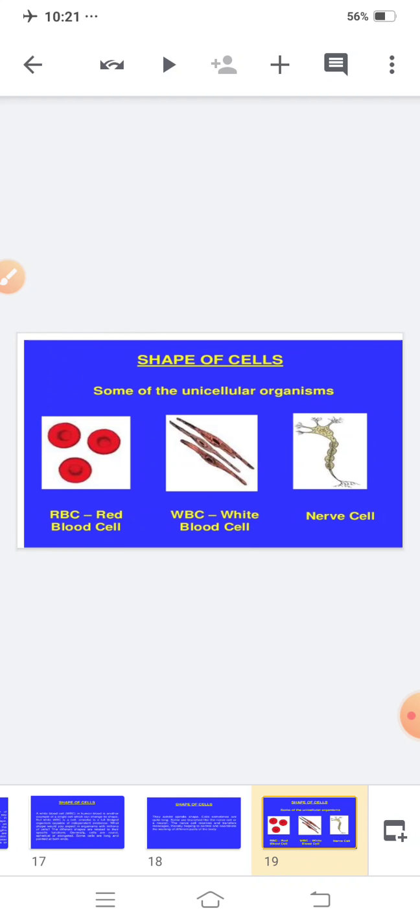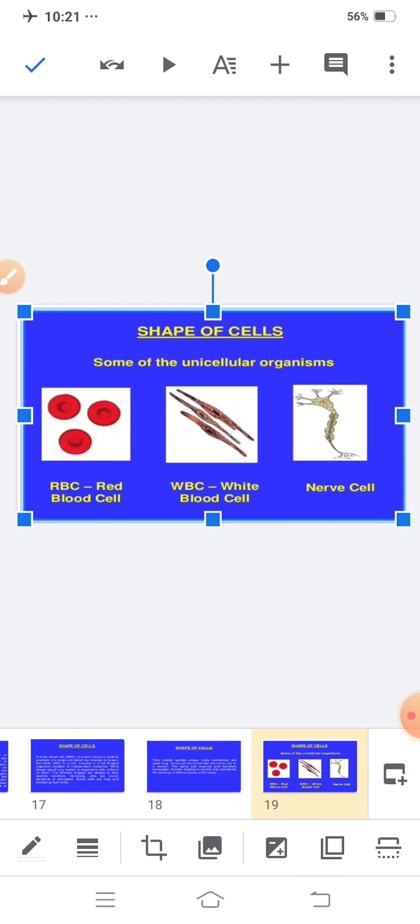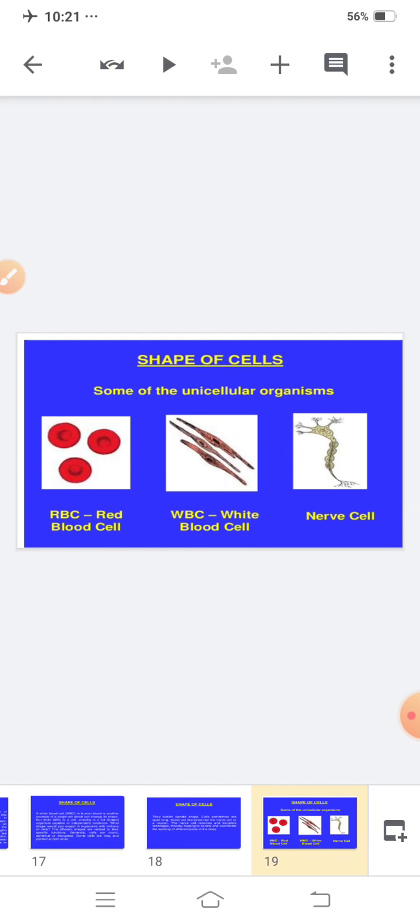Now, shape of the cell. They exhibit spindle cells also. Cells may sometimes be quite long. Sometimes they are branched, like a nerve cell or a neuron. The nerve cell receives and transfers messages, thereby helping to control and coordinate the working of the different parts of the body. Is this clear? Now this is RBC, this is WBC, and this is a nerve cell. They all have different types of shape. Clear?